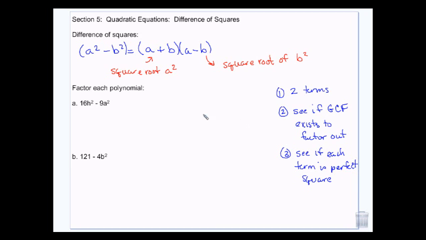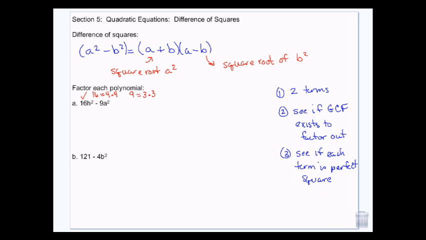Okay, so let's go to our first one. I have a 16 and a 9. Can anything factor out of both 16 and 9? Okay, so 16 is divided by 2 and 4 and 8. 9 is divided by 3, so they have no GCF. I have 16h squared, and I have 9a squared. 16, perfect square. 4 times 4, right? 9, perfect square. It's 3 times 3. So I have 2 perfect squares.